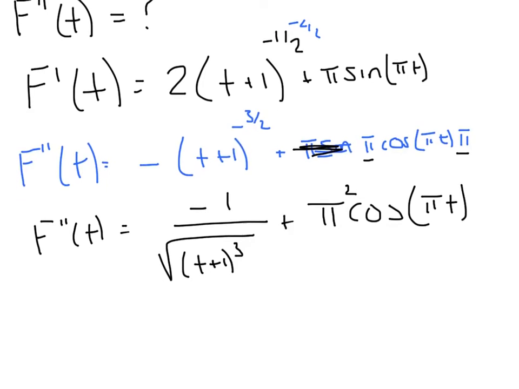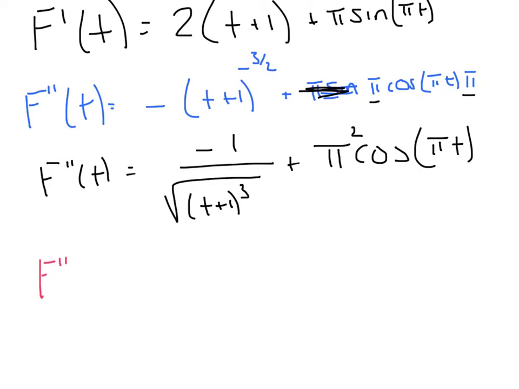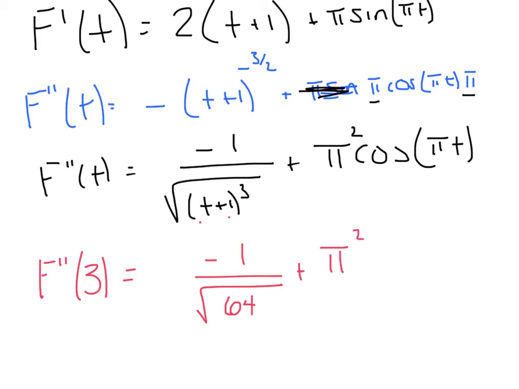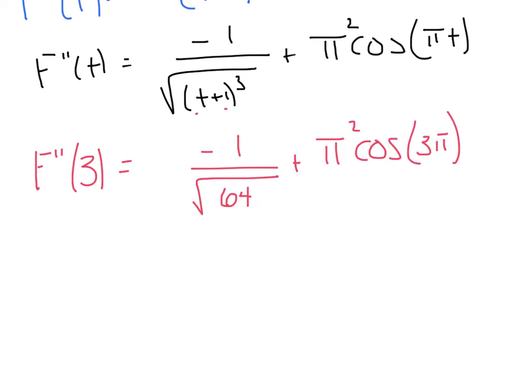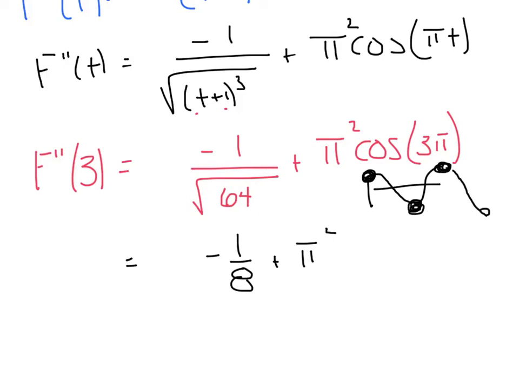And now I'm going to carefully plug in the number 3. Negative 1 over the square root. 3 plus 1 is 4. 4 cubed is 64. Plus pi squared times the cosine of 3 pi. All right, so I get negative 1/8 plus pi squared, cosine of 3 pi, so picture that cosine graph. That's 0, that's 1 pi, that's 2 pi. Where do you think 3 pi is going to fall? So I'm going to say times a negative 1, so that's going to be a negative pi squared over 2.